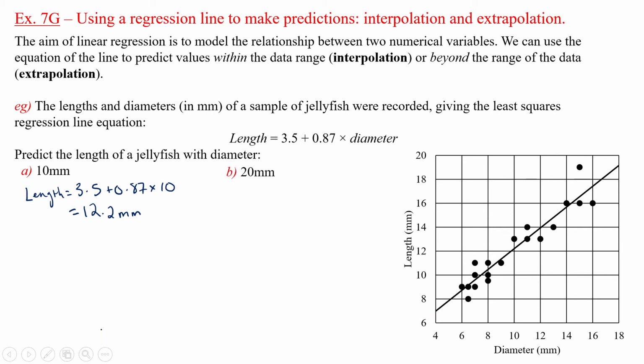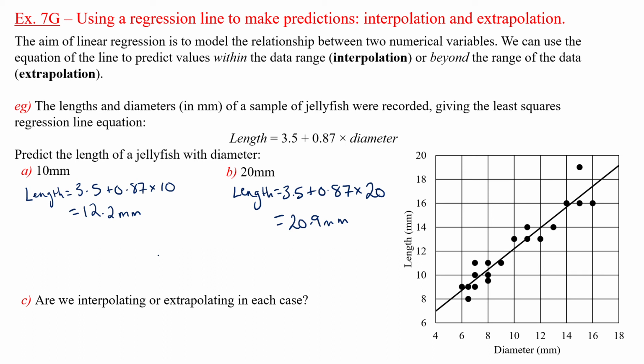Okay, for a jellyfish with a diameter of 20 millimeters, again, we substitute into the equation. Length equals 3.5 plus 0.87 times the diameter, this time of 20. And this gives us a length of 20.9 millimeters. Looking at the graph, we don't have a diameter of 20 millimeters even in the range of the data, okay? So we wouldn't be able to just find that information looking at this graph.